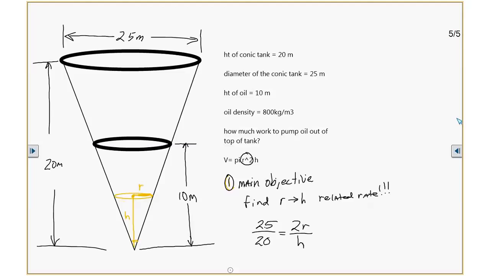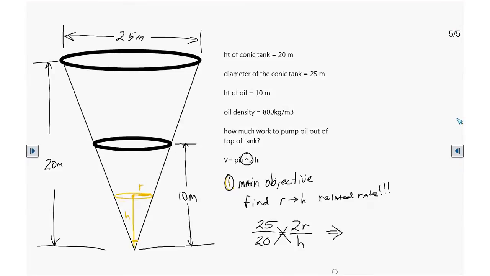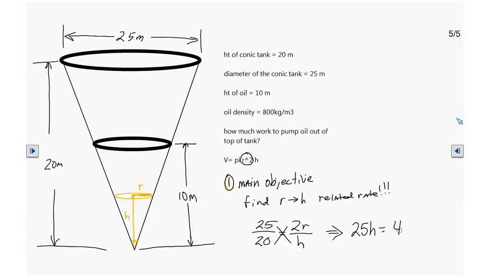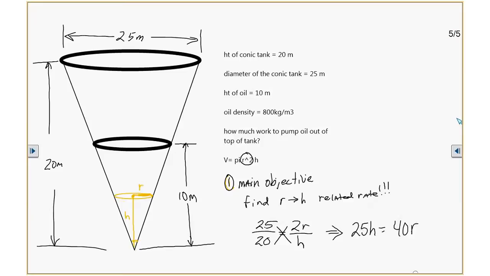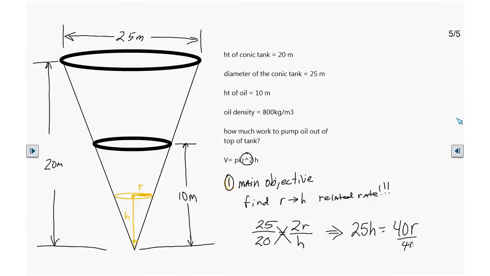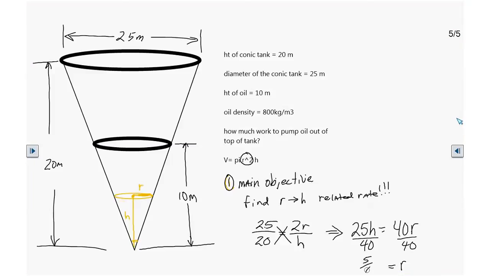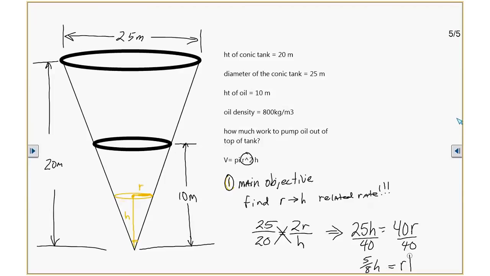Okay. So, 25H is equal to 40R. Divide by 40, divide by 40. R is equal to 5/8 H. Somebody help me out. 5/8 H. Is that what everybody got?